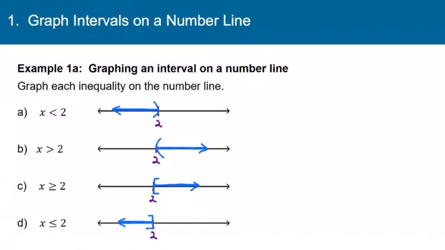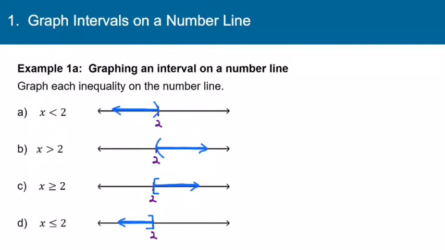So notice how this works. When we have a less than symbol, we shade to the left of the number. If we have a greater than symbol, we shade to the right of the number. If we have the or equal to bar on our symbol, we use a square bracket. And if we do not have an or equal to bar, we don't use the square bracket, we use the round parenthesis.